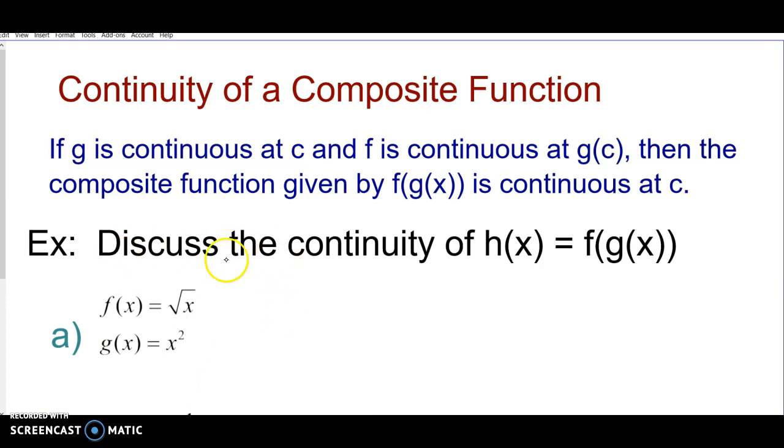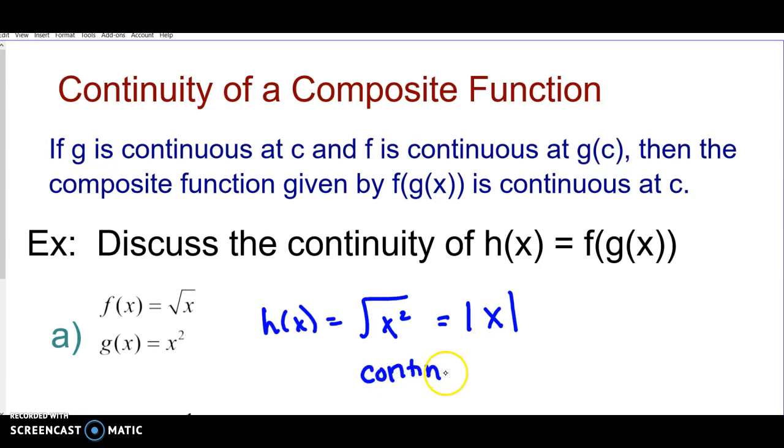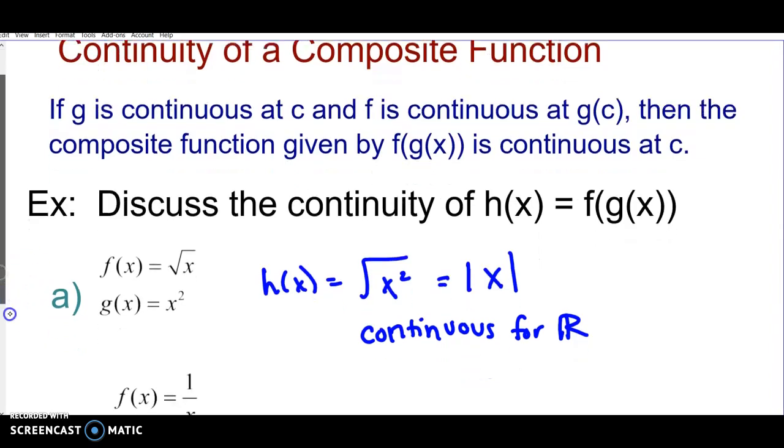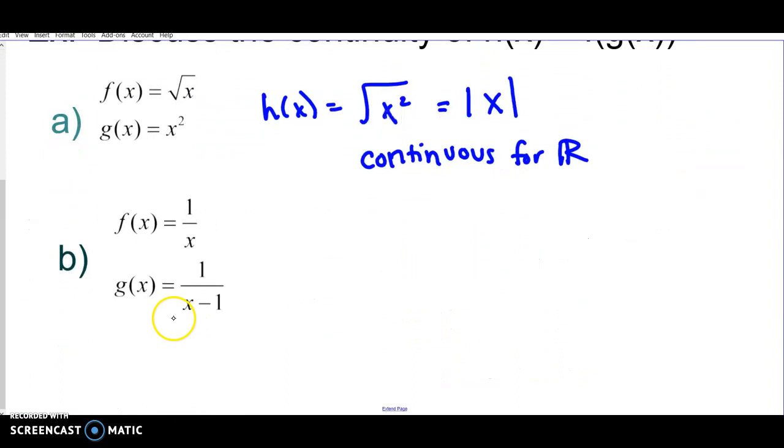All this is really asking is to think about what the continuity of h of x will be, knowing that these are continuous on their domains. So let's figure out, what is h of x equal to? h of x is equal to f of g of x. So it's the square root of x squared, which is equal to the absolute value of x. So where is this continuous? It's continuous for all real numbers. Again, we're just discussing where this is continuous.